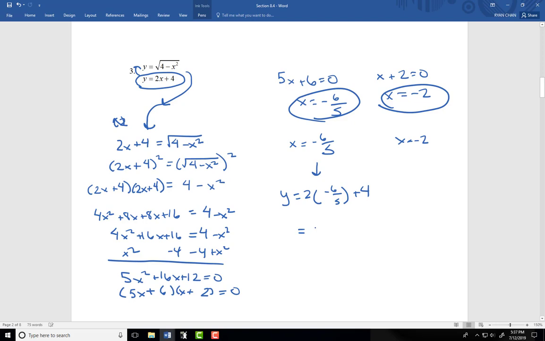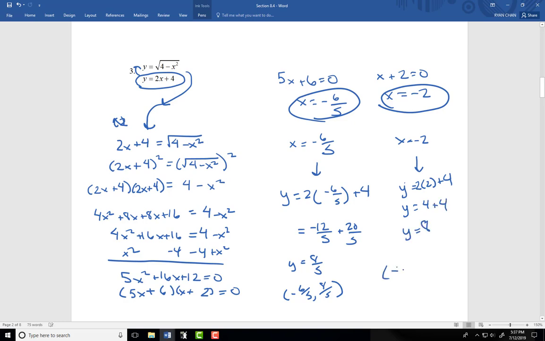Okay, so that is negative 12 over 5. I can write 4 as 20 over 5. So this is 8/5. So I have negative 6/5 and 8/5. And if I plug in negative 2 for x, I'm going to get y is equal to 2 times 2 plus 4. So I have negative 2 comma 8.